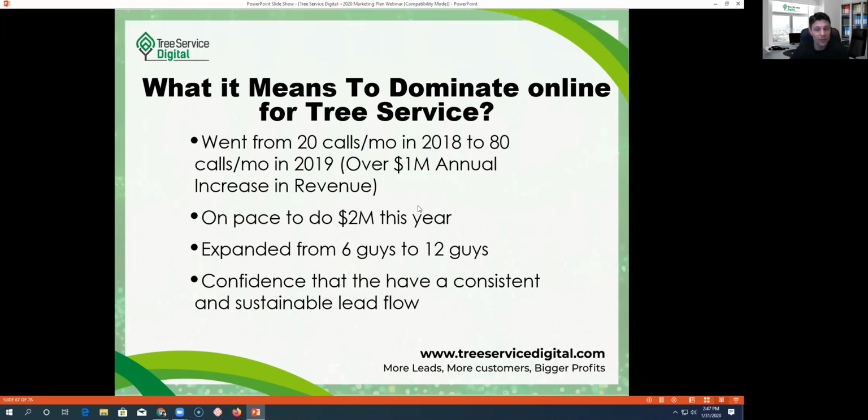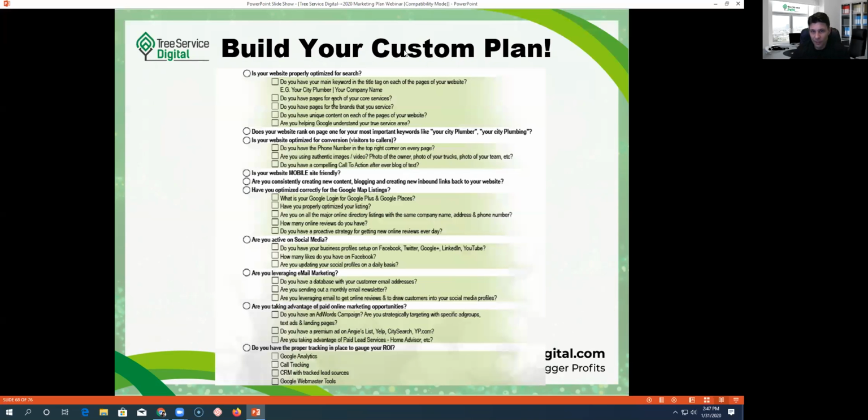They're on pace to do $2 million this past year, and they expanded, pretty much doubled their crew, 6 guys to 12 guys, and have the confidence that they have a consistent, sustainable lead flow. So if you implement all of these things, it's the difference between you growing or staying the same if you've been doing the same thing. So build your custom plan. This is an opportunity just to build your own custom plan.